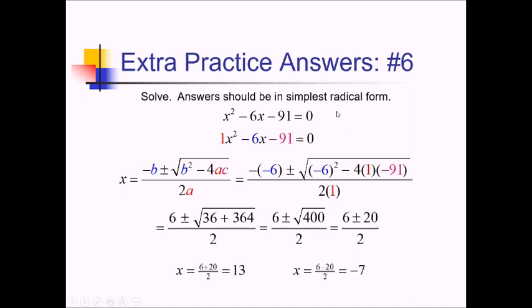Now, alternatively, if you spotted it, you might have been able to split this up in the beginning as x, let's see, this would be x plus 7 and x minus 13. That would have added up to negative 6 if you had negative 13 and positive 7. But if you didn't spot that, then quadratic formula will also get you there.